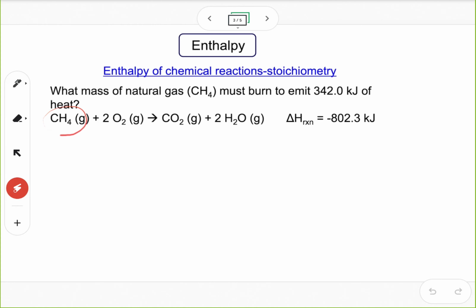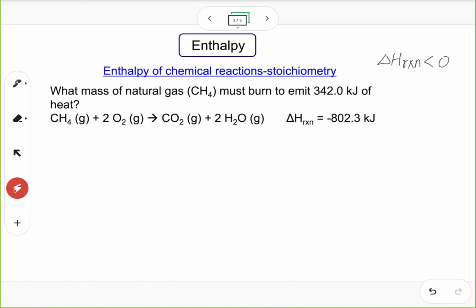When you burn 1 mole of methane gas, you will get this much of enthalpy change. Pay attention to the sign here. The sign is negative. That tells you that by burning 1 mole of methane gas, this much of the energy will be released. If you remember what we discussed in the previous slide, when delta H reaction is negative, that means it's exothermic. The reaction itself will release the energy.